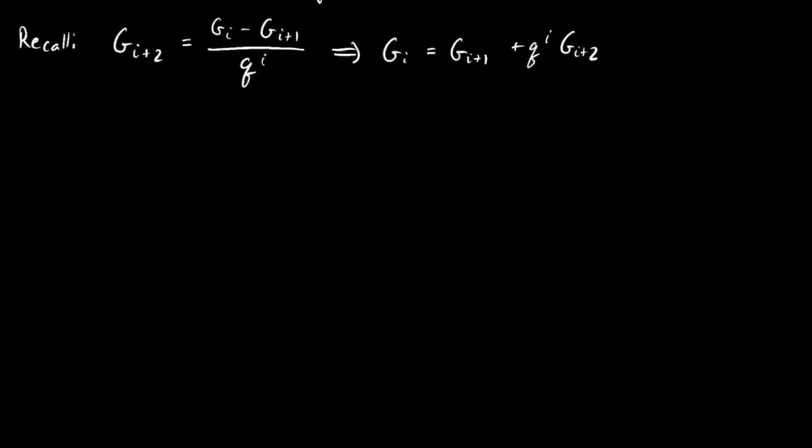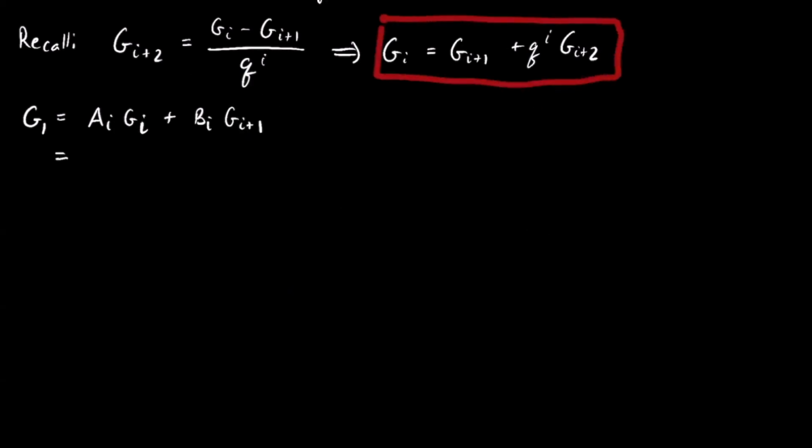Okay, so how do we do this? Well, let's start. We're going to have g1. We're going to assume it can be written in the form a_i g_1 plus b_i, or a_i g_i plus b_i times g_{i+1}, right? And where do we go from here? Well, I know that g_i can be replaced by this expression above. So I'm going to take this g_i and plug it in here.